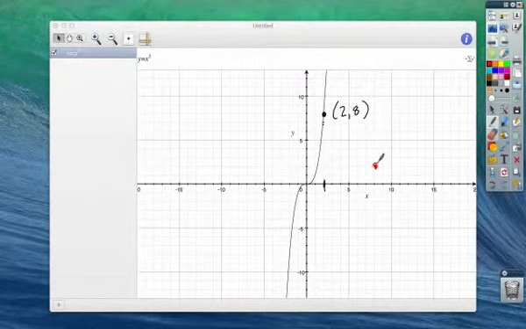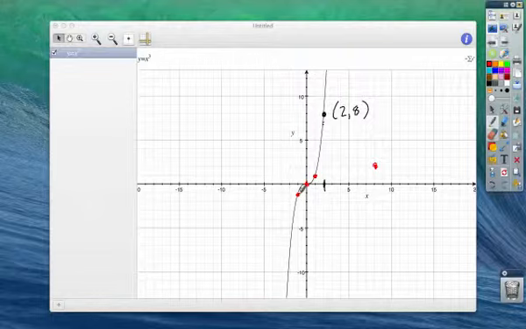How about the point 1 comma 1? Where should that go? Oh, it's the same place. Okay, 1 comma 1 is in the same place. How about the point 0 comma 0? Same place. Negative 1 comma negative 1. How about the point negative 2 comma negative 8?